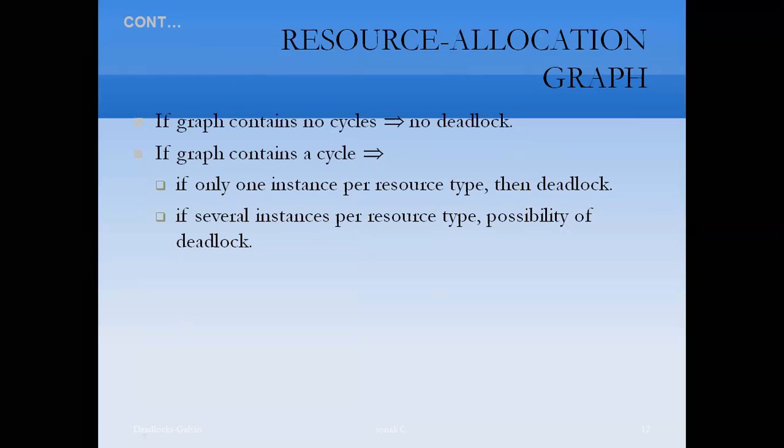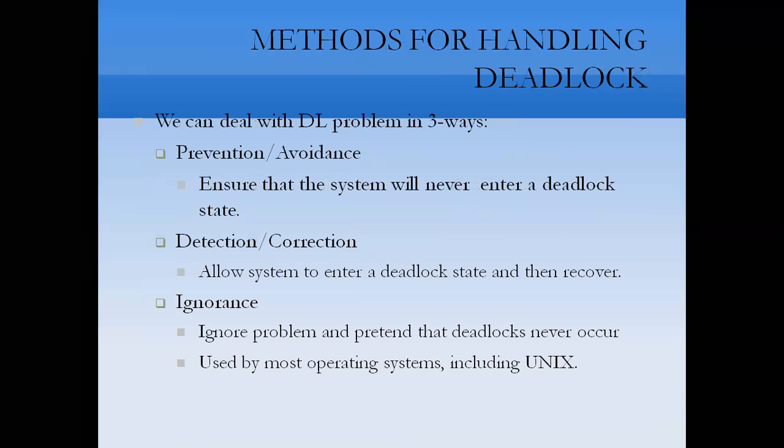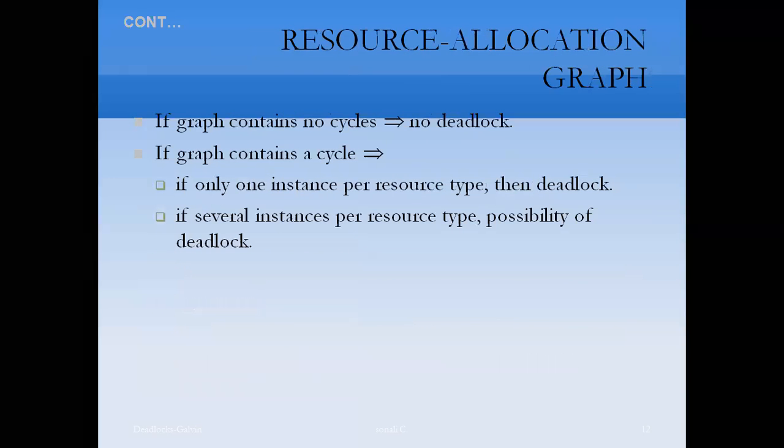No cycle means no deadlock. A cycle in a graph does not always mean it will be a deadlock. If we have a single instance, then it is a deadlock. But if we have several instances, then there may be a possibility of deadlock or not a deadlock.